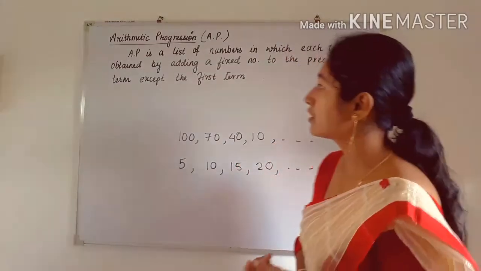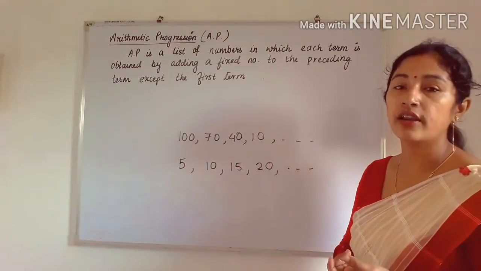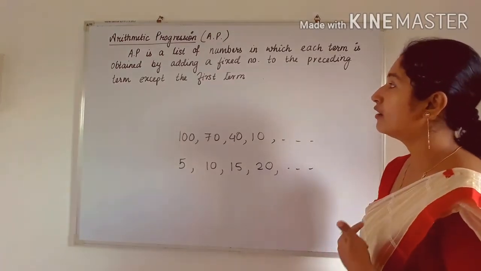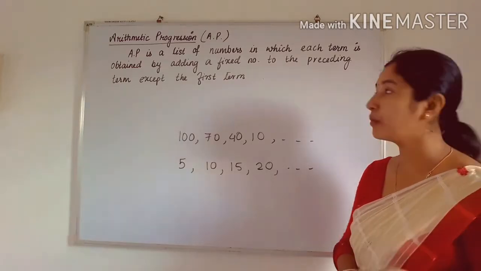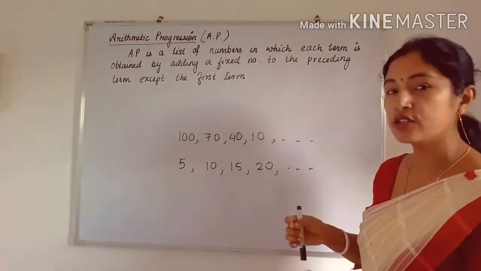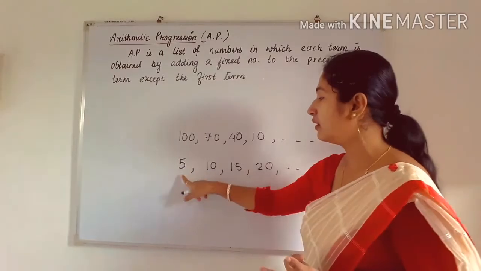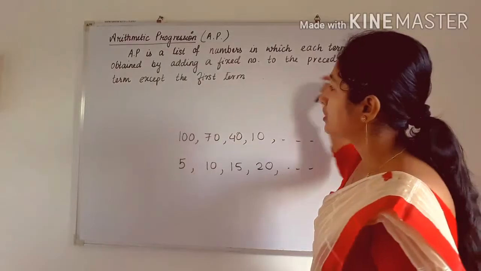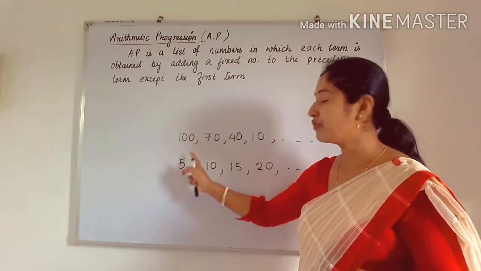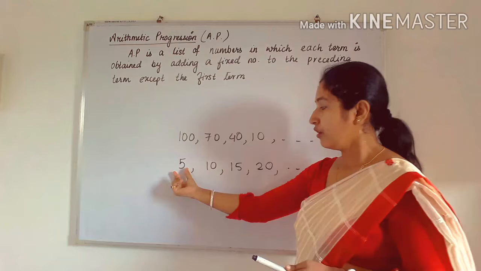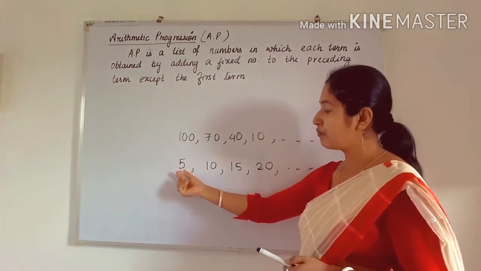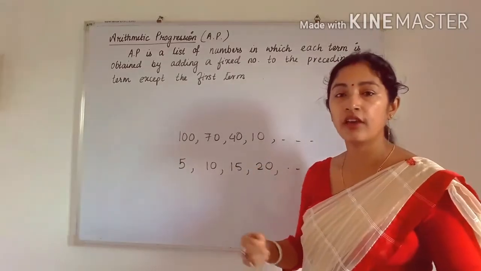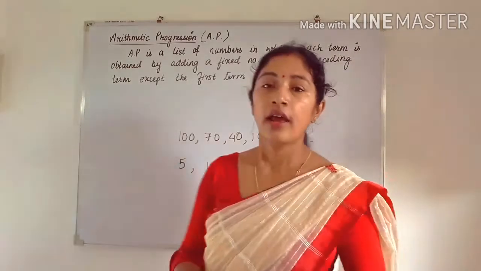The definition is: in short, arithmetic progression is called AP. An AP is a list of numbers in which each term is obtained by adding a fixed number to the preceding, meaning the previous one. Suppose here I am getting 10 by adding 5 to the preceding number. This is the preceding, previous number. This holds for every term except the first term, which will be given only. You will get the next term by adding a fixed number. Every time we have to add that fixed number. So this is called an AP.